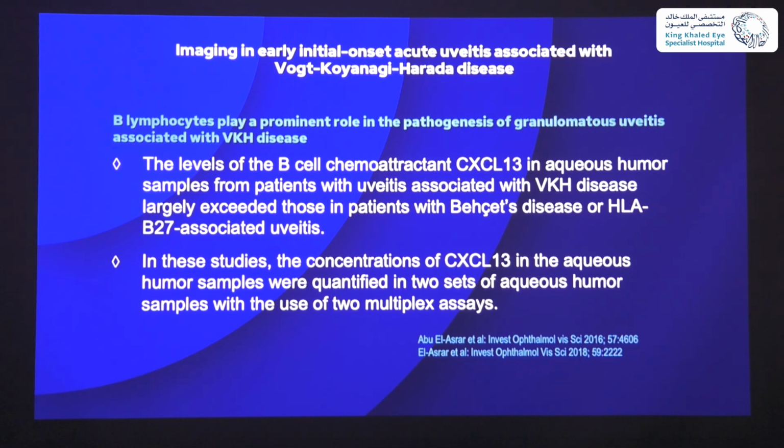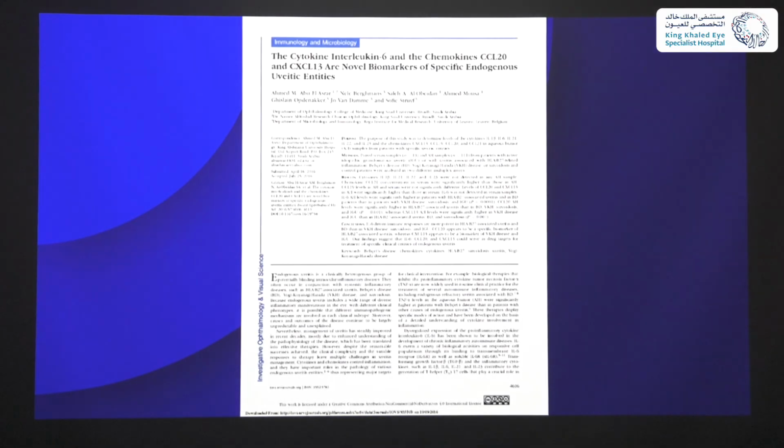CXCL13 is a chemokine that belongs to a group of CXC chemokines, and it acts through one receptor, CXCR5, expressed on B lymphocytes. It is a potent B-cell chemoattractant and activating factor. As I said, this was done in 2 independent studies. That was the first study.